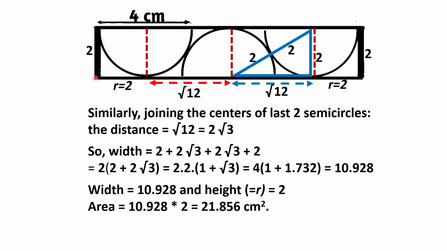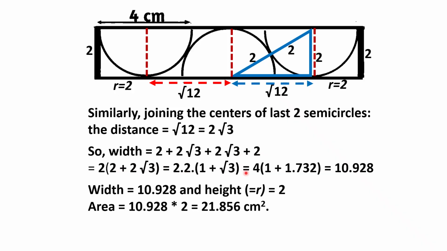And the first part is the radius, 2, and the last part is 2. So the distance joining the centers, the red dotted line and the blue dotted line, is root 12 or 2 root 3. The total width is 2 plus root 12 plus root 12 plus 2. Writing root 12 as 2 root 3, we get 2 plus 2 root 3 plus 2 root 3 plus 2.